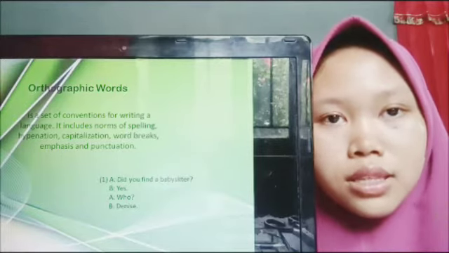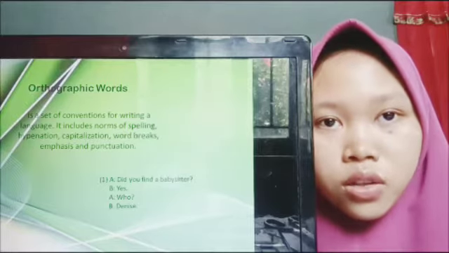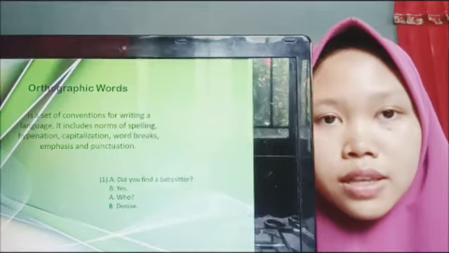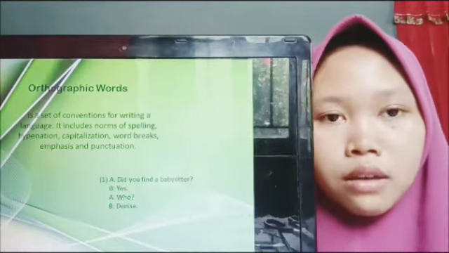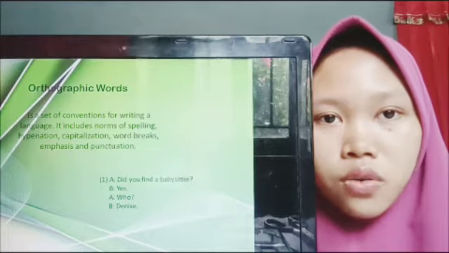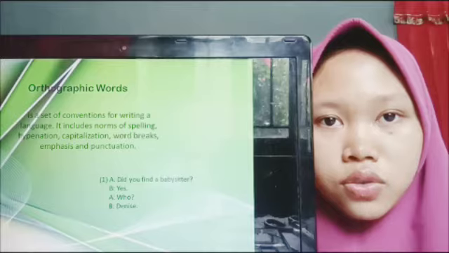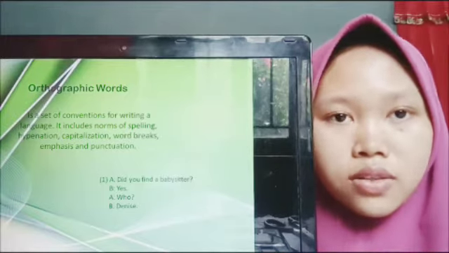Orthographic words is a set of convention for writing language. It includes norms of spelling, hyphenation, capitalization, word breaks, emphasis, and punctuation. So it means that orthographic words show us how to pronounce or read well according to spelling, capitalization, emphasis, and so on with the right stress.